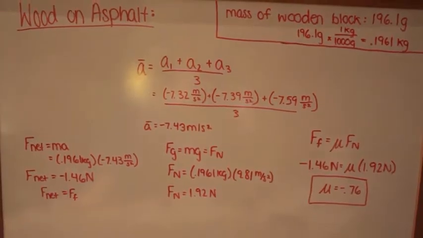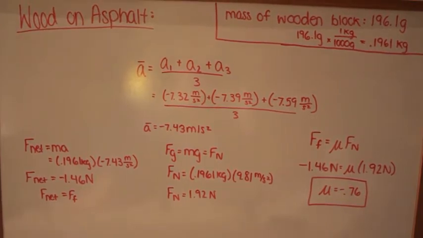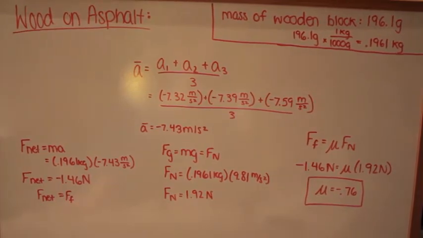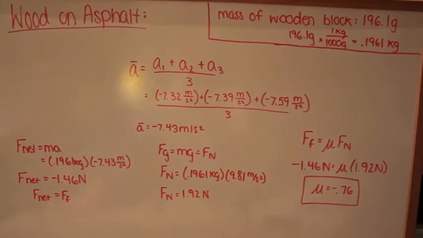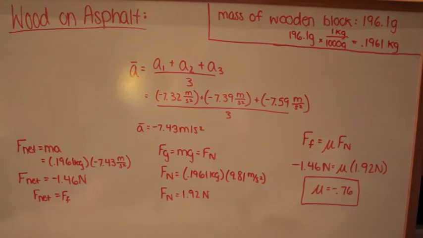The mass of the block was taken in grams and converted to kilograms. Then we averaged the 3 accelerations together. Next, multiply the average acceleration by the converted mass to find the net force. The net force equals the force of friction because the force of friction is the only force in the x direction. Next, we found the force due to gravity of the block.